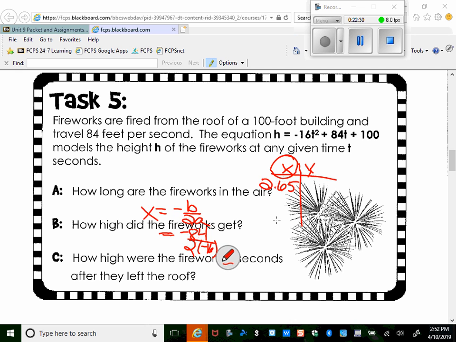You already have this in your calculator because I told you to put it in there. So now you're going to hit second window. You have to have the equation in. Hold on, you have to have the equation in, and then you're going to hit second window.